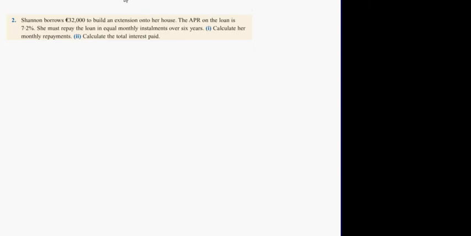Okay, question 2. Sharon wishes to borrow 32,000 to build an extension onto her house. The APR on the loan per year is 7.2%. She must repay the loan in equal monthly installments over 6 years.